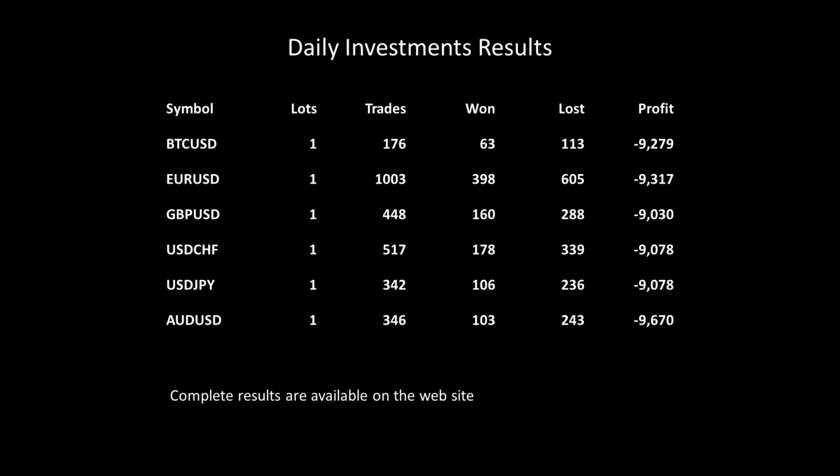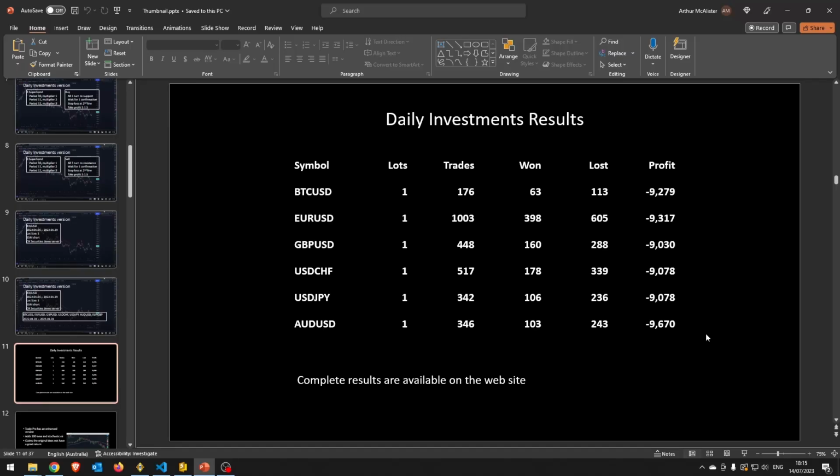Okay, back now. So after running all of those tests, I've tabulated the results. And what we can see here is that over that full year, all of the symbols tested resulted in a significant loss. And remember, this is a $10,000 account that I was testing with.